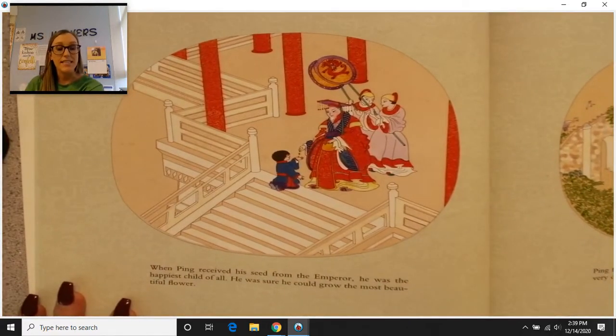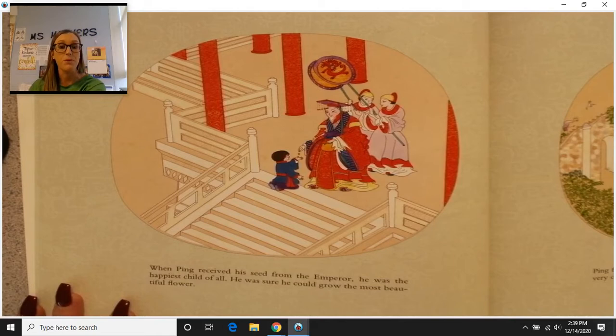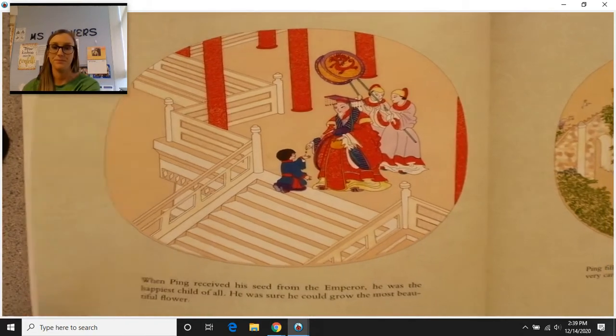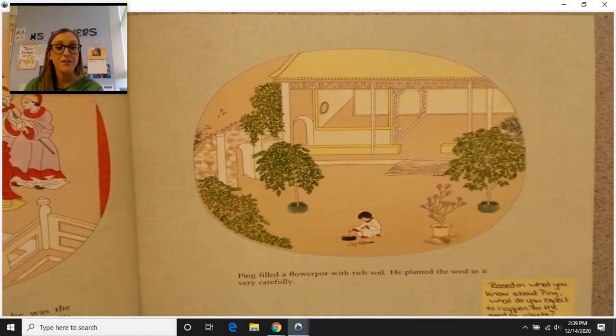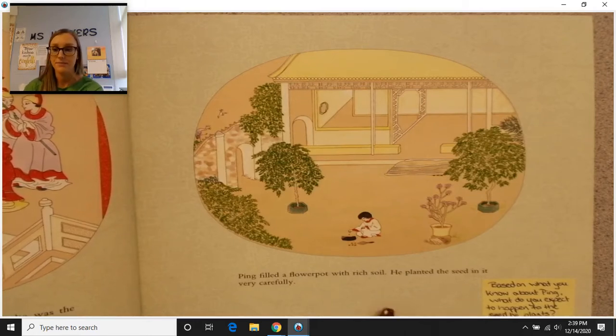When Ping received his seed from the emperor, he was the happiest child of all. He was sure he could grow the most beautiful flower. Ping filled a flower pot with rich soil. He planted the seed in it very carefully.